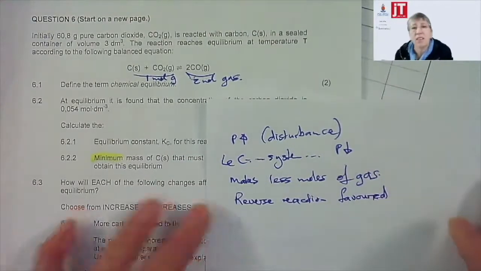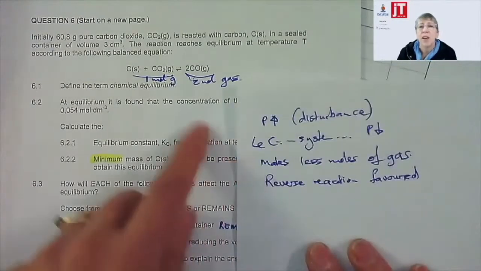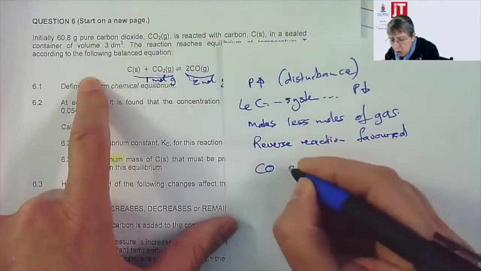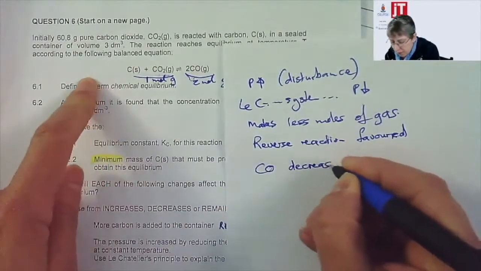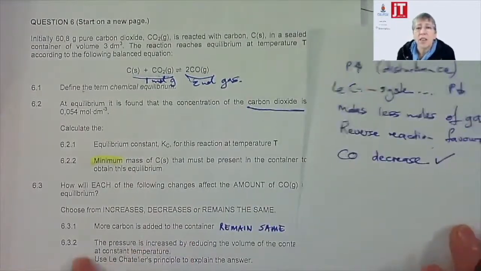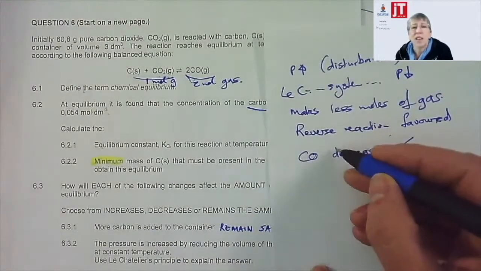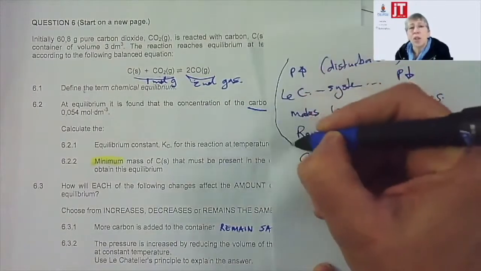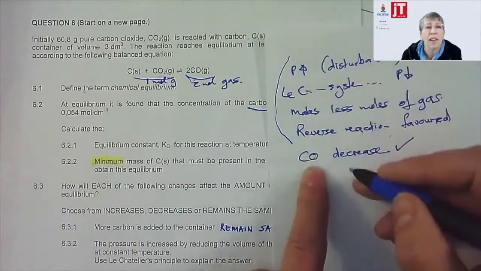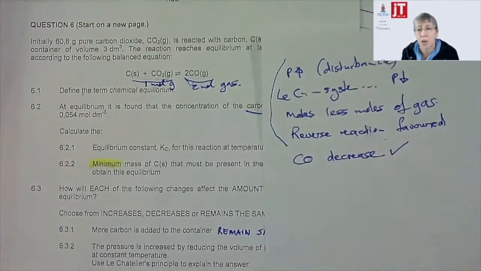Right, but we still haven't answered the question. The question was what's happening to the amount of CO? And if the reverse reaction is favored, the amount of CO will decrease. Right, so that is actually the first mark, decrease. And remember with things like that, there's negative marking. If you don't have that right, then they don't mark your explanation. You can't explain a wrong answer correctly, right? So you need to have that before they're going to look at that question.